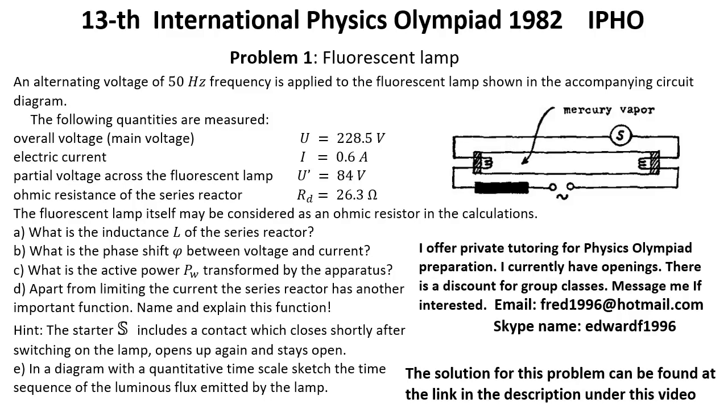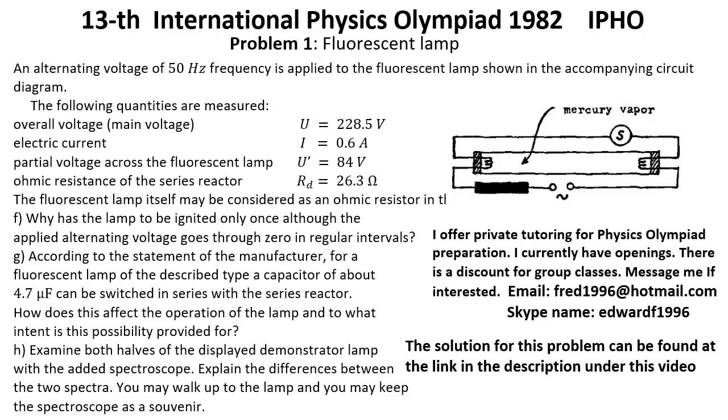Question D. Apart from limiting the current, the series reactor has another important function. Name and explain this function. Hint. The starter S includes a contact which closes shortly after switching on the lamp, opens up again and stays open. Question E. In the diagram with the quantitative time scale, sketch the time sequence of the luminous flux emitted by the lamp. Question F. Why has the lamp to be ignited only once? Also, the applied alternating voltage goes through zero in regular intervals.